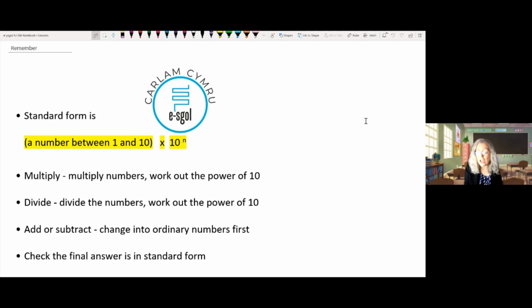For all of these, check the final answer is in standard form. Be really careful that you don't get something like 23 multiplied by 10 to the power of 7 as a final answer. That first number does have to be between 1 and 10.